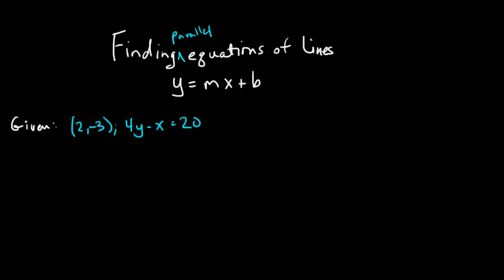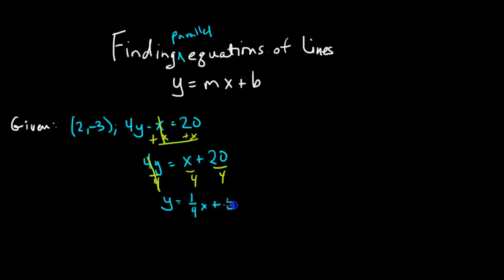So what do we need to know about the slope of parallel lines? Well, first, let's find out what the slope of this line is. To do that, we need to solve this equation for y, set it in the y equals mx plus b format so that we know what m is. We'll add x to both sides, and we get that 4y is x plus 20, and then we'll divide everything by 4, and we end up with y is 1/4 of x plus 20 divided by 4, which is 5. So that's the equation of the line that we're given.